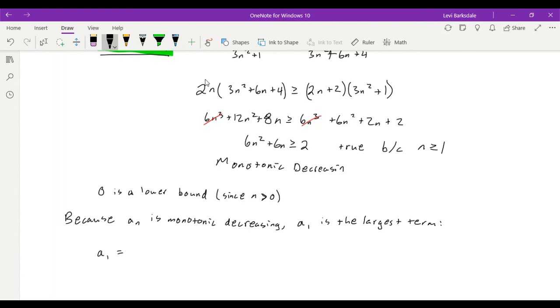And simply by plugging in 1 for n, we get that our largest term would be 2 times 1 over 3 times 1 squared plus 1, which gives us 2 over 4, which is 1/2. So 1/2 is actually our biggest term in our sequence. So we can actually say that 1/2 is an upper bound.